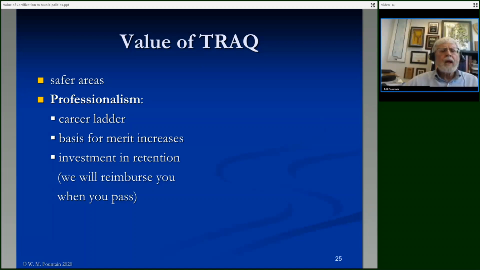As I mentioned earlier, it's important as a rung on that ladder of career advancement. It should be a basis for merit increases. One of the ways that the cities can do this is you, the employee, need to have a little bit of skin in the game. You take the TRAQ program, and when you pass it, we will reimburse you at a certain point in time after that successful passing of the TRAQ program and getting that credential. At that point, we will pay half or the full amount for the TRAQ program.